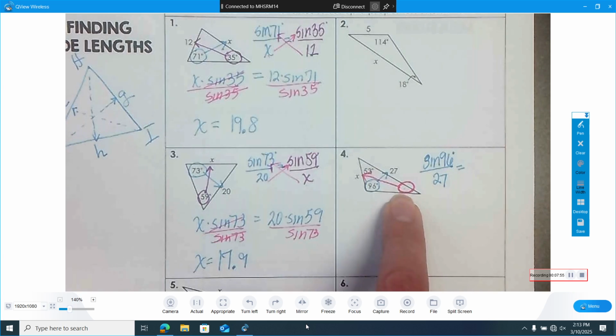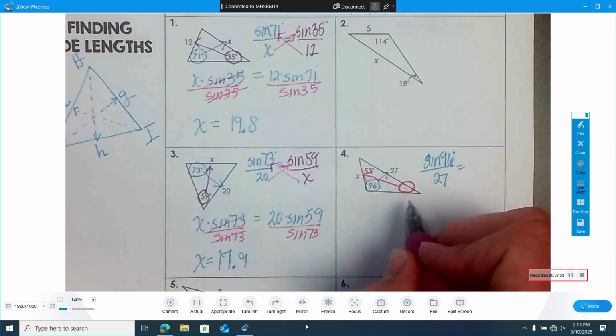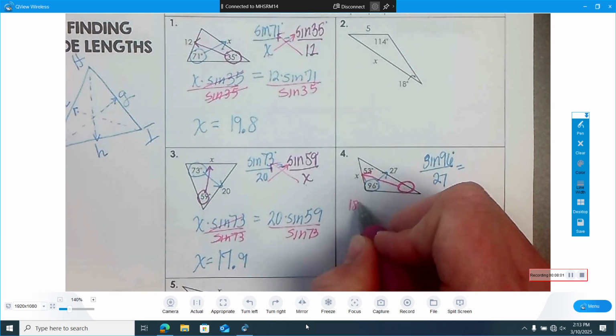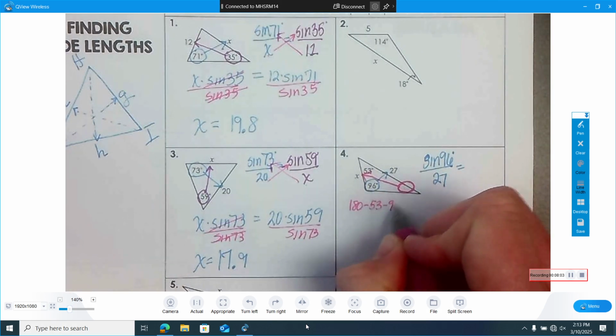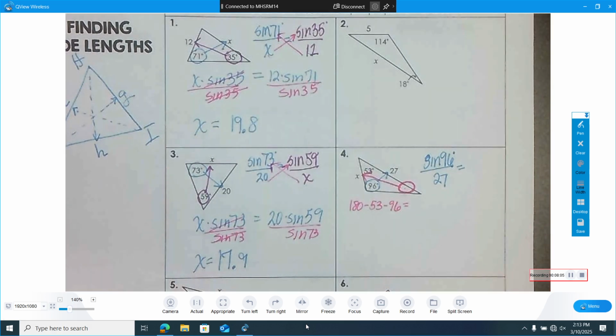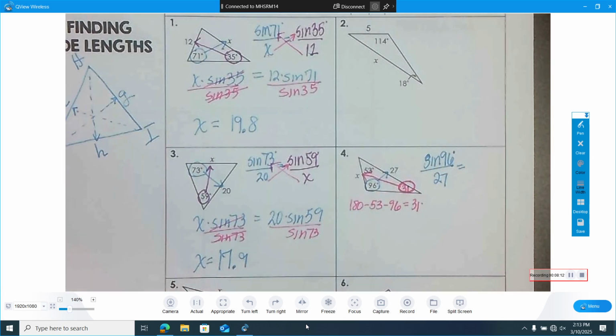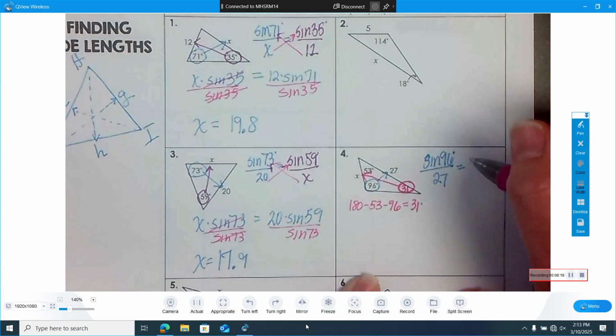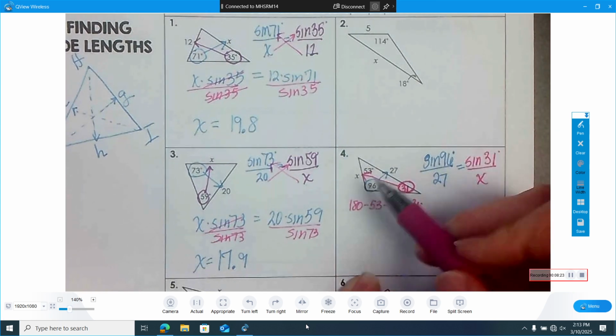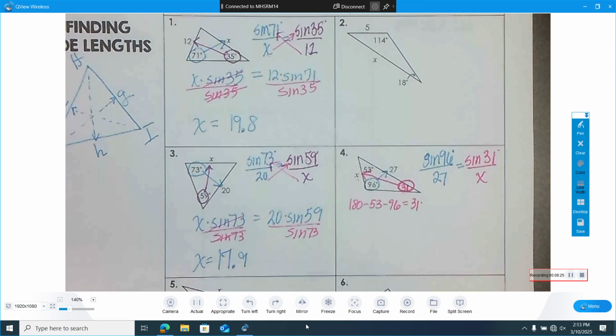How do we find that? Would you just add up the angles, or add up the angles and subtract from 180? Yeah, subtract from 180. So we have 180 minus 53 minus 96. That'll give us our lovely little angle measure, 31 degrees. So a lot of the problems in Delta Math today, you're going to have to figure that out. You need an angle before you can do the rest of the problem. So we can write the sine of our 31-degree angle over x that we're trying to figure out.